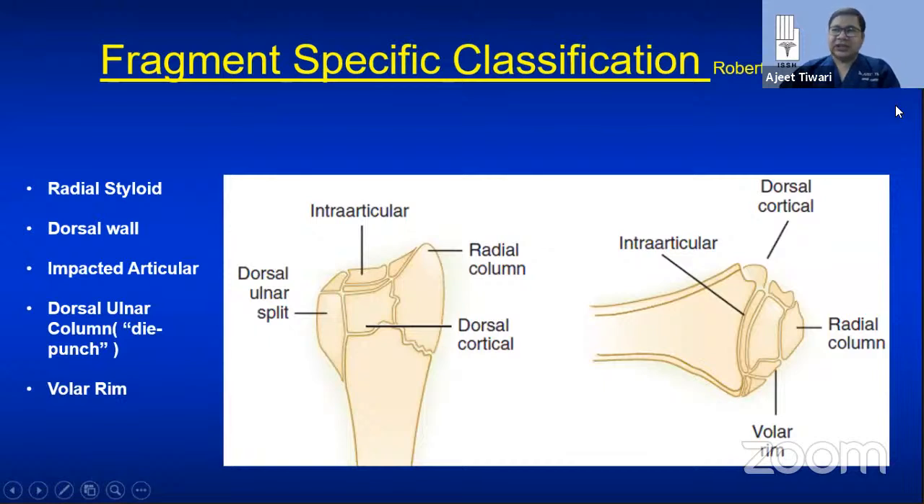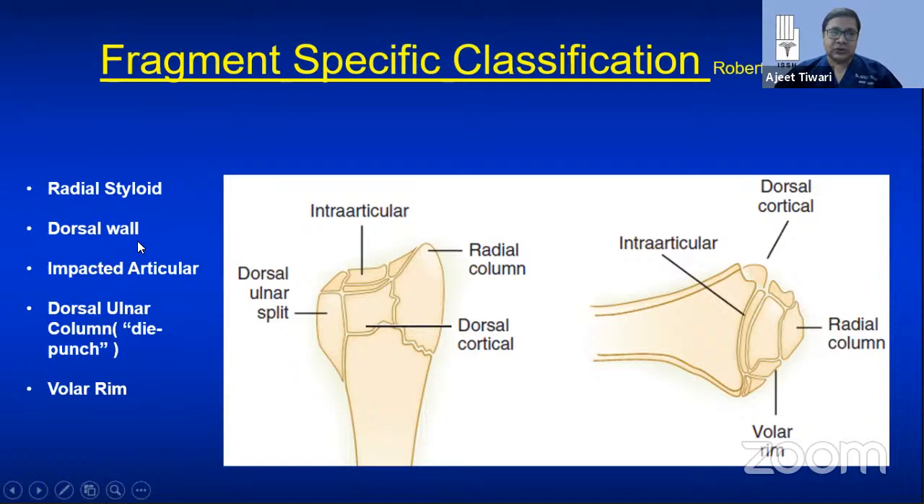There's a classification given by Rikli and Regazzoni, the fragment-specific classification. Why is this classification important? Because there are some crucial fragments in the distal end of the radius. If there's a fracture of such a fragment, we should address that fragment specifically, because if we do not address these critical fragments, the patient can have arthritis or dislocations. So what are the different fragments?